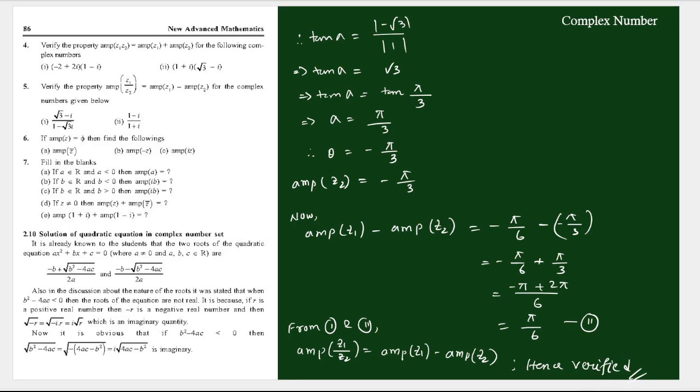So question number 5 is done. Now question number 6. Will you be able to do number 6? Amplitude of z is phi. Then you need to find the following. So amplitude of z bar. What is the formula? Amplitude of z bar is minus amplitude of z. And amplitude of z is phi. So you will get minus phi.